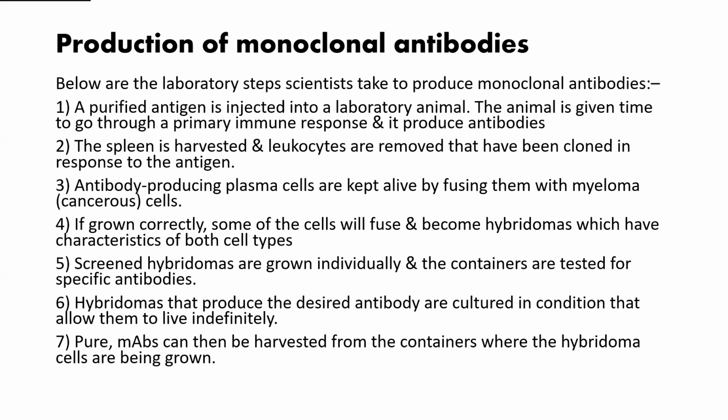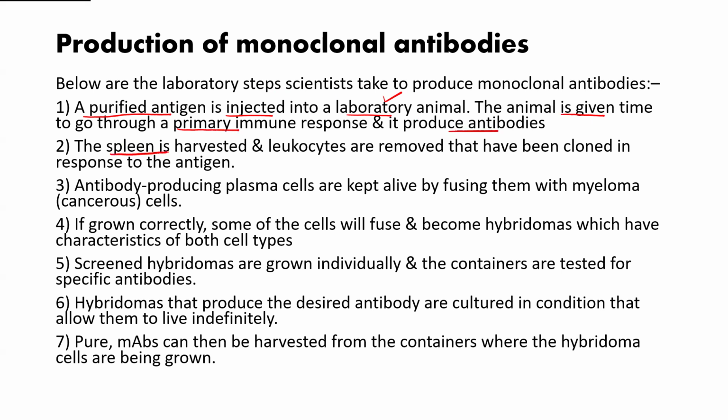In this video, we are going to study how the production of monoclonal antibodies is done. So now see how the scientist will be doing it. First of all, a purified antigen is injected into the animal which is in the lab. Okay. Now the animal is given sufficient time to develop the immune response and it will produce antibodies.